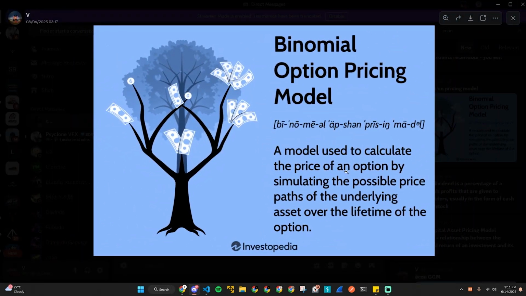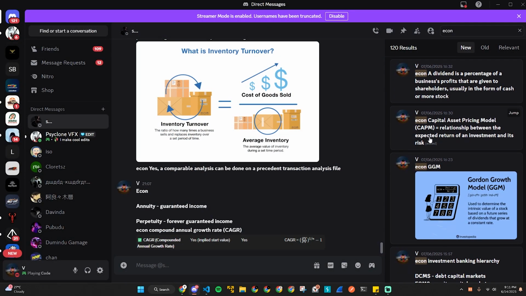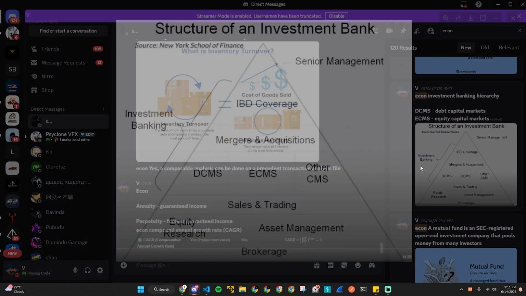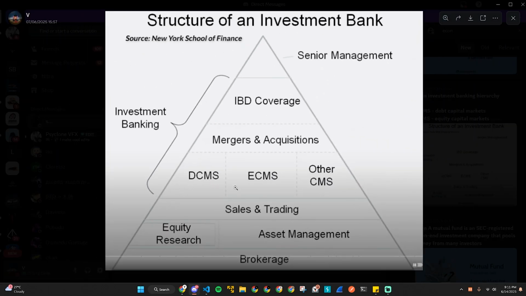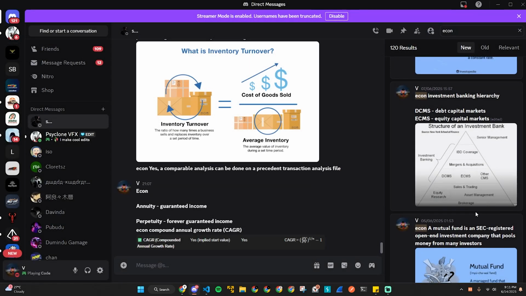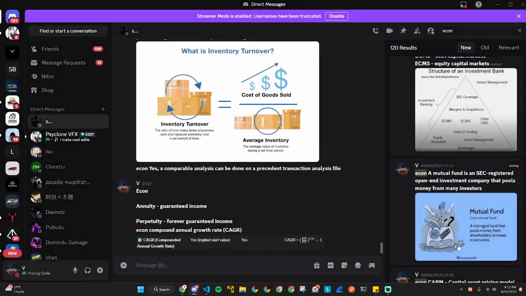Monte Carlo: a model used to calculate the price of an option by simulating the possible price paths of the underlying asset over the lifetime of the option. Dividend, I've explained this. Then debt capital markets and equity capital markets; that's what you need to extract from this. This is investment banking division coverage. So this is senior management, the managers pretty much. Merging and acquiring other companies. Sales and trading, equity research, asset management, brokerage. So this is capital markets.